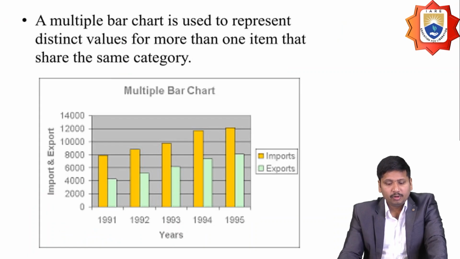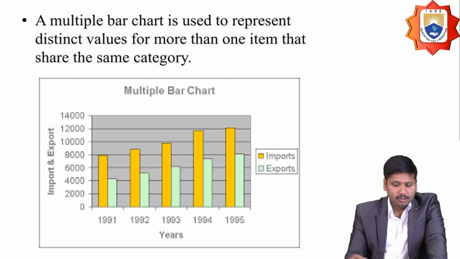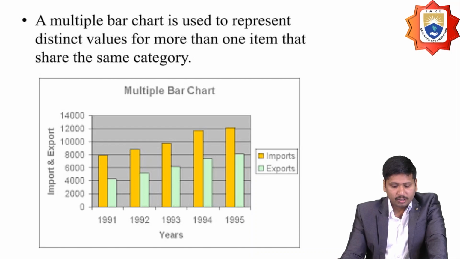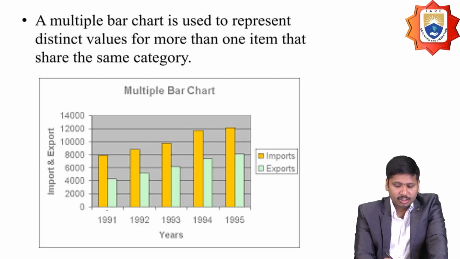When it comes to the multiple bar chart, this is another way of representing. For a single attribute, I can represent multiple characteristics. For example, the number of imports and exports in the years 1991, 92, 93. To show this, I mention two bars in a single year, like 1991.